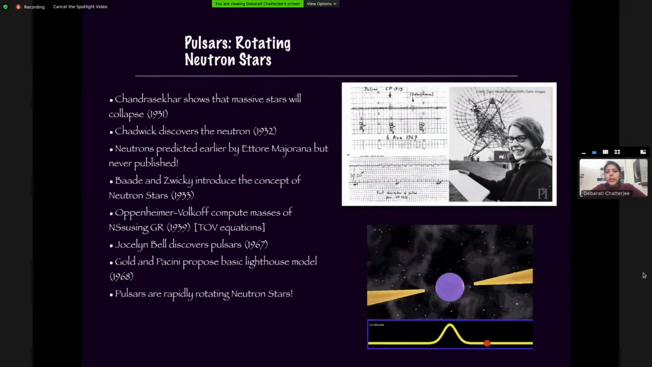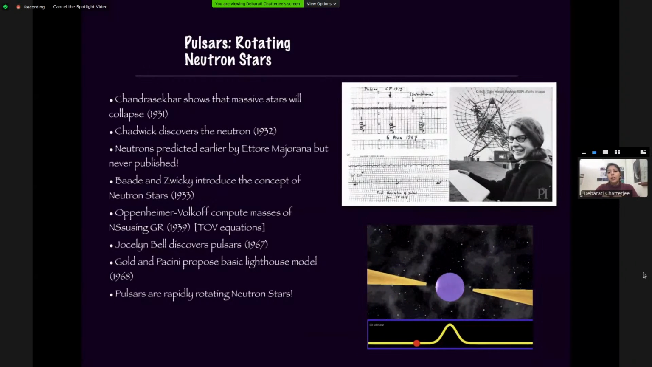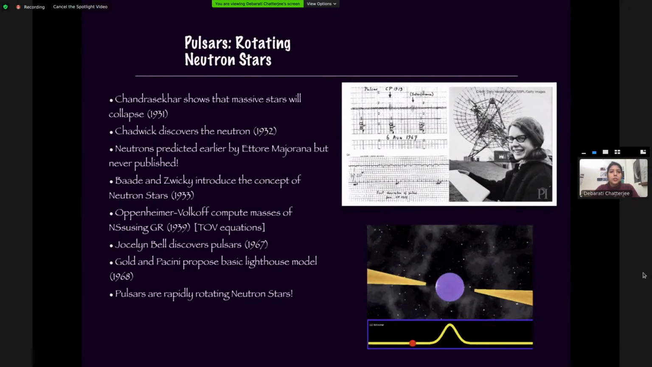Just following this, Gold and Pacini proposed a basic lighthouse model to describe these objects. It was now understood that pulsars are nothing but rapidly rotating neutron stars. There is a beam of electromagnetic emission along its poles, which sweeps the Earth like a lighthouse, and therefore we observe very periodic pulses. That's why they were first called pulsars.